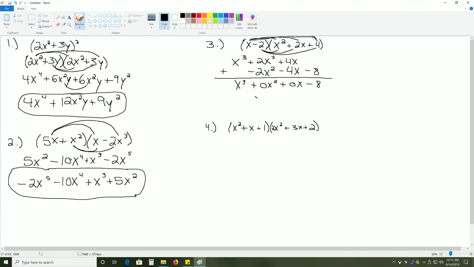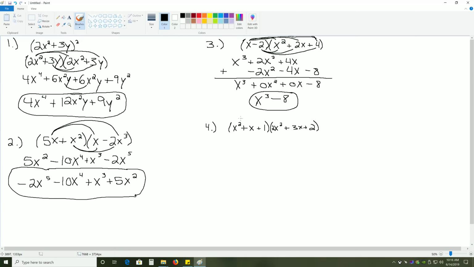So we get x cubed minus 8. That is the completely simplified form of this problem after multiplying. Note that we did not have to write out these 0x squareds. I just did it so that you wouldn't be confused as to where these terms went.